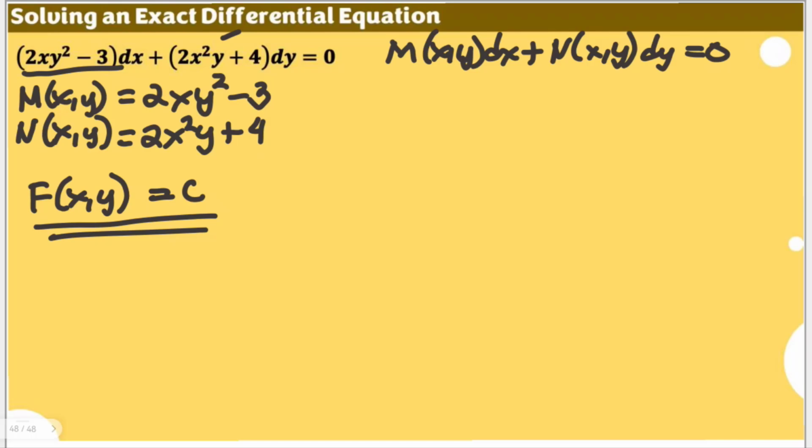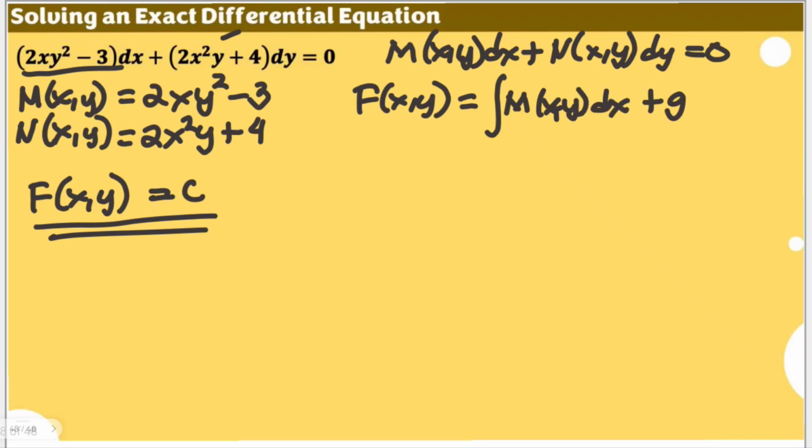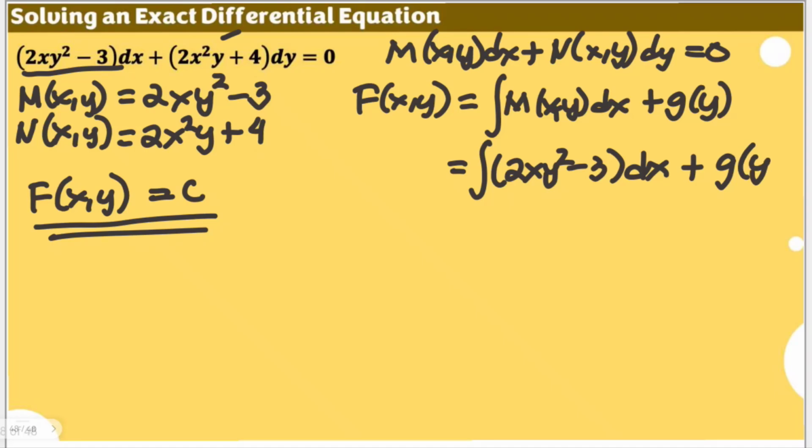And how do we solve that? We need to start with f of xy. f of xy can be solved with this formula: the integral of M of xy dx plus g of y. So simply plug in M of xy here. You will have the integral of the quantity 2xy squared minus 3 dx plus your function g of y. This is not yet identified. That's the next step later once we are done with this, because we need to solve that function in terms of y.